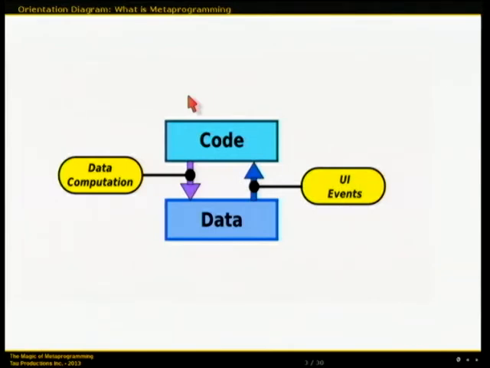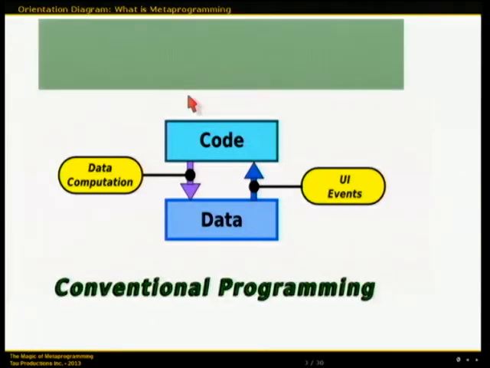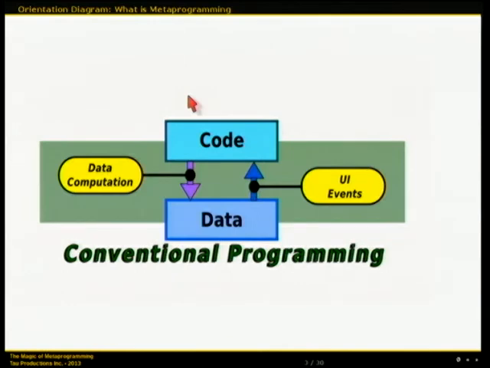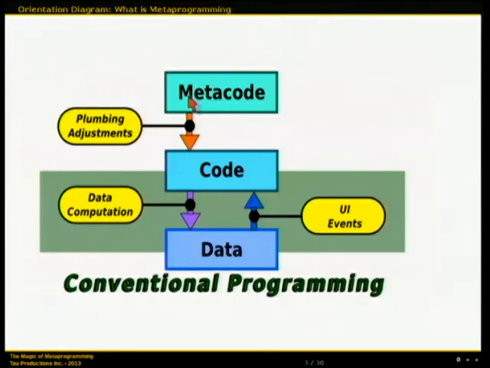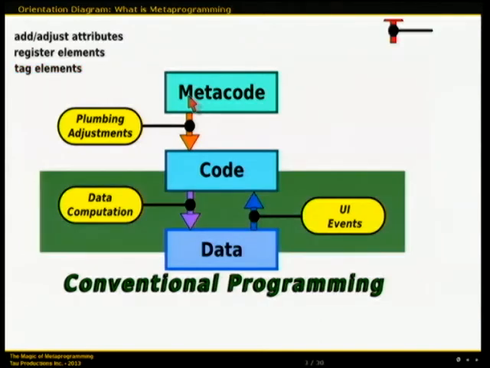Okay, so traditional programs, code and data. The code reaches out to operate on the data, and it receives events, user interface events, perhaps. This is what you call conventional programming. So metaprogramming would have your metacode that makes plumbing adjustments to the code. That's its data, as the other program's code. To do things like adding attributes or adjusting their values, to register elements with some central repository or registry inside the program, to tag elements by placing additional attributes onto them to indicate something.